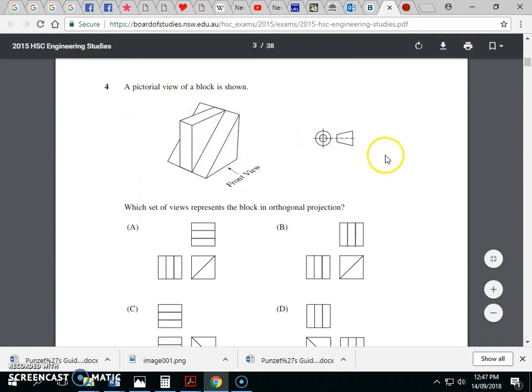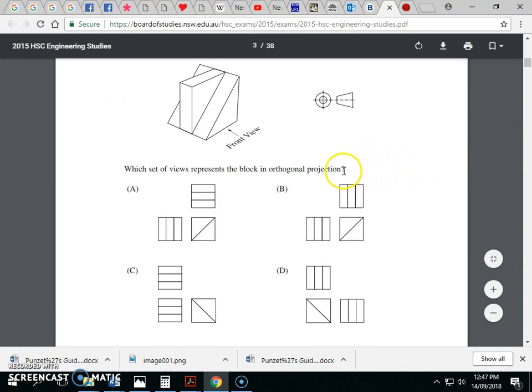A pictorial view of a block is shown. Which one is the view in orthogonal projection to third angle projection? Yeah, so that symbol there, the target and the flag, is the third angle projection, which means that the top view is on top. So which of the views has the top view on top? Here, this is the front view, this is the front view, this is the front view. So this one cannot be correct because the top view is not on top here. If we're looking from that front view, it's going to make the letter Z, not the letter N. So it's going to be one of either A or B.